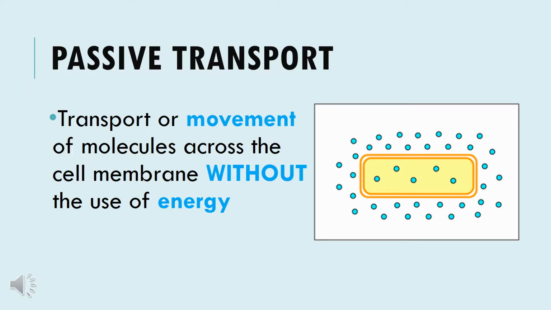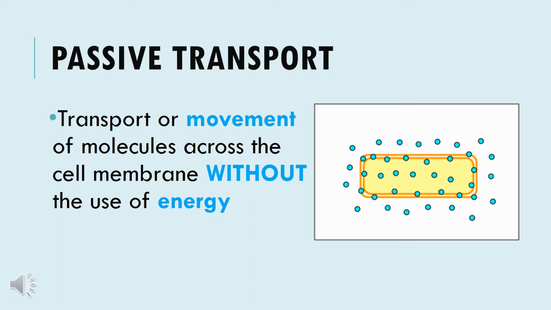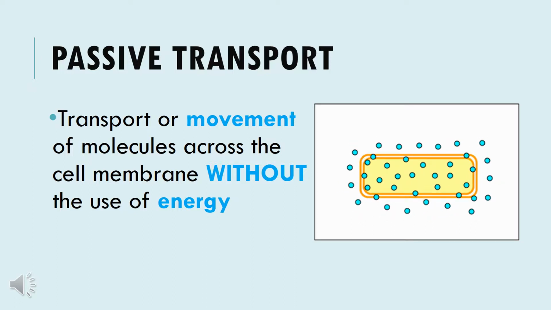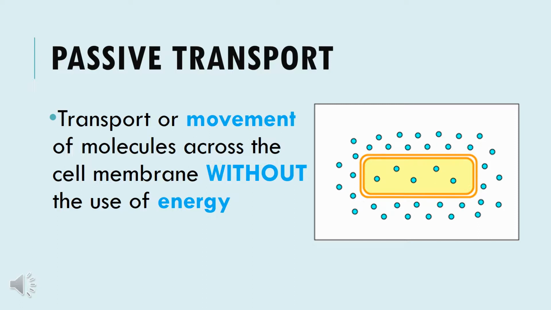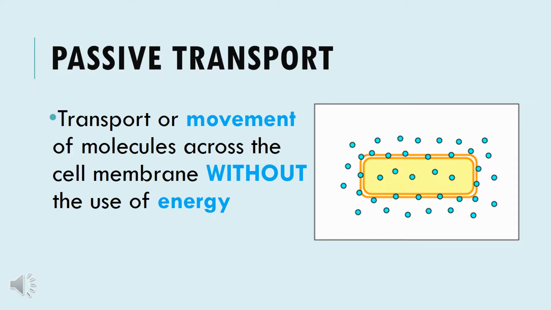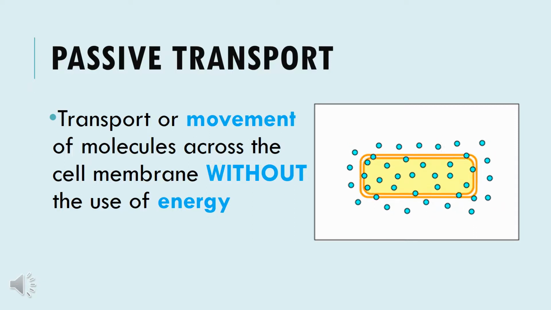What is passive transport? Passive transport is defined as the transport or movement of molecules across the cell membrane without the use of energy. Remember, the cell membrane's job is to control what comes in and out. There are going to be molecules within the environment that the cell is placed in, the extracellular environment, as well as inside of the cell, that the membrane will have to regulate the direction it moves.